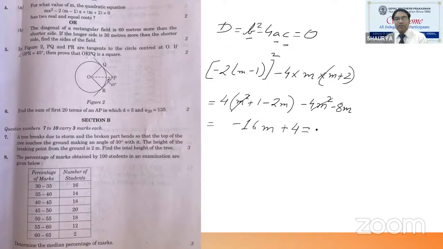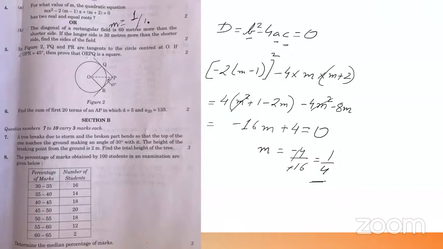So now this has to be equated to 0, which would give me m is equal to minus 4 upon minus 16, that is 1 upon 4, the value of m for this equation to have real and equal roots. So this answer is m equal to 1 upon 4.